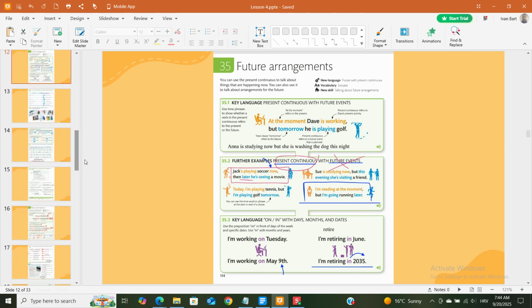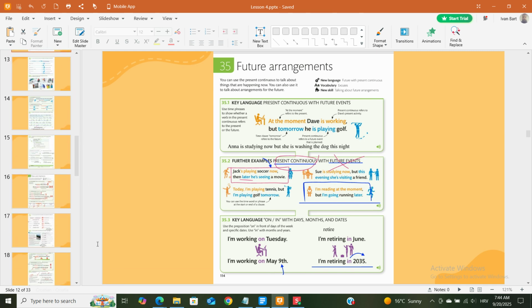35 Future arrangements. You can use the present continuous to talk about things that are happening now. You can also use it to talk about arrangements for the future. New language: future with present continuous, vocabulary, excuses. New skill: talking about future arrangements. 35.1 Key language: present continuous with future events.